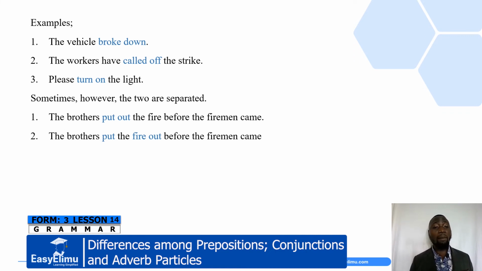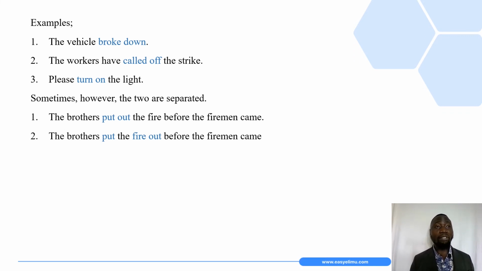When we are talking about phrasal verbs, we are not looking at the dictionary meaning of the words, but at the meaning that has been created by joining the two words together. So in phrasal verbs, we do not look at the literal meaning of the words that have been used to make them.